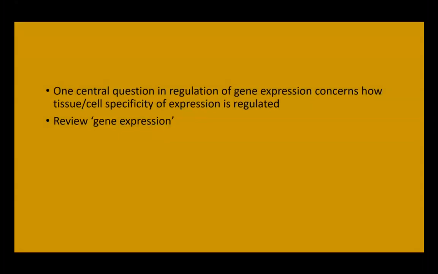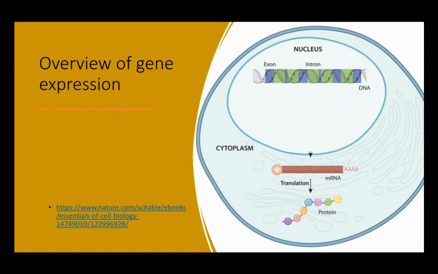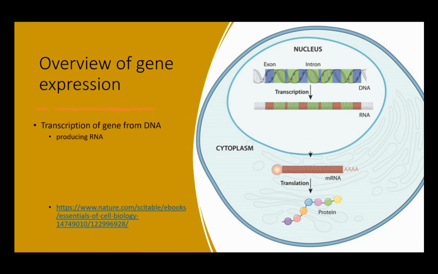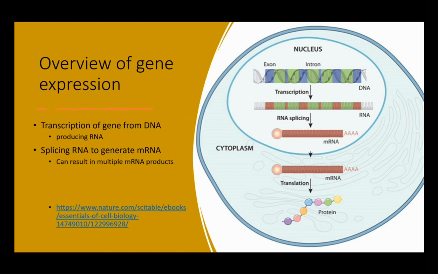One central question in regulation of gene expression concerns how tissue and cell specificity of expression is regulated. Gene expression is essential to understanding and analyzing the results of our research. Gene expression describes how genes encode for proteins, and these proteins control cell function. The cell's double-stranded DNA is used to produce single-stranded RNA through transcription. Next, the RNA is spliced to produce multiple mRNA products, and this mRNA is exported from the nucleus of the cell. Each of the mRNA molecules would then produce a protein through translation.